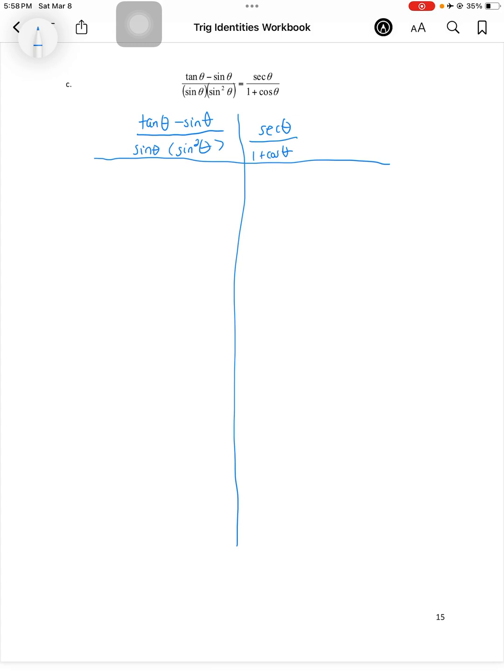So here, tan theta is sine theta over cos theta, minus sine theta over 1. I just like putting the over 1 because when I do my fraction rules later, it's just easier for me to see how everything plays out. And then this is all over sine theta times sine squared theta.